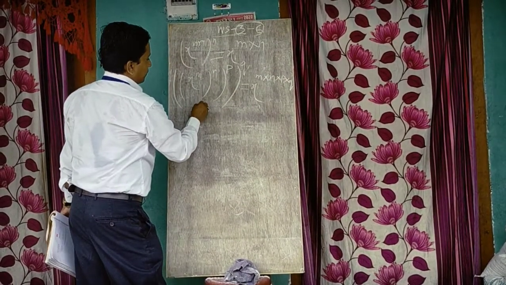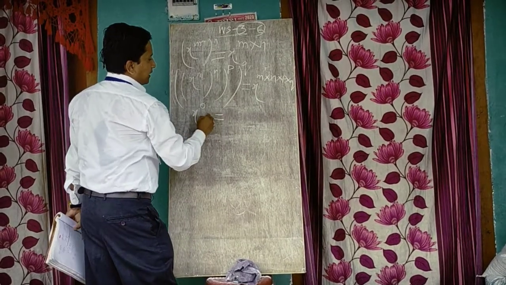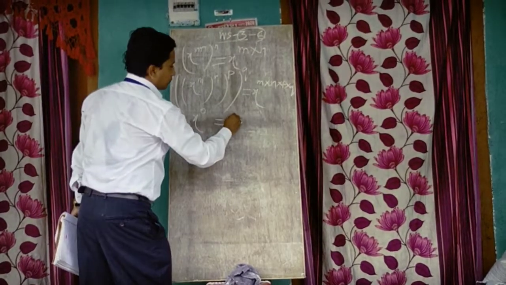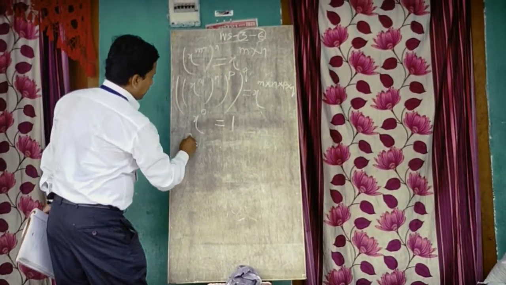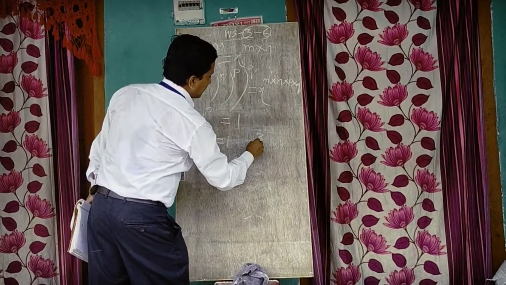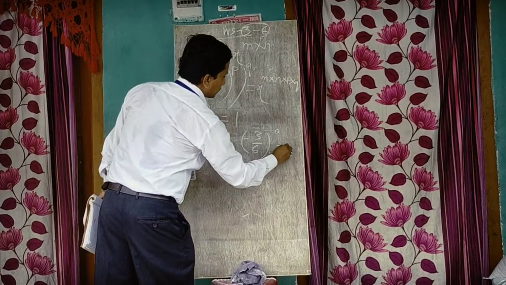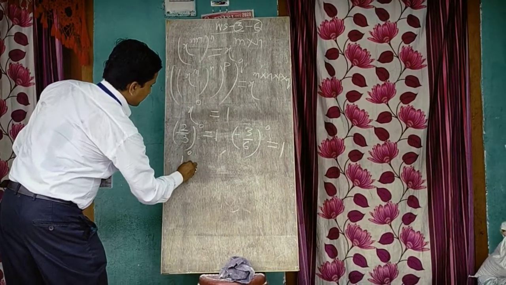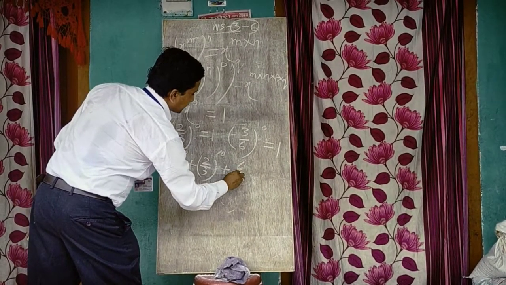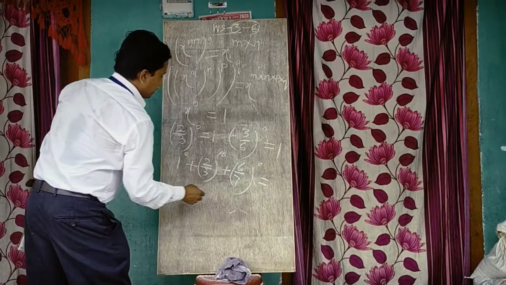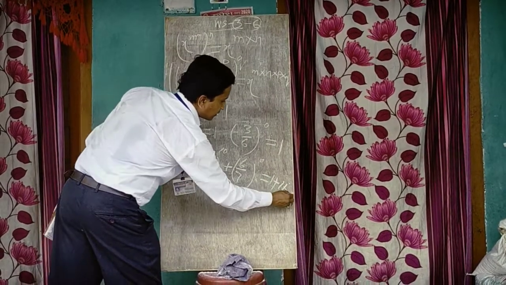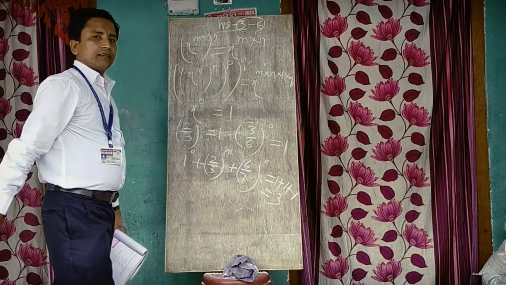Next, x to the power 0. If there is any number whose exponent is 0, then its value is 1. For example, (2/3) to the power 0 equals 1. (-3/6) to the power 0 equals 1. Now take 1 to the power 0 plus (2/3) to the power 0 plus (6/7) to the power 0. What will be the result? Its value is 1, its value is 1, its value is 1. Now this is 3.